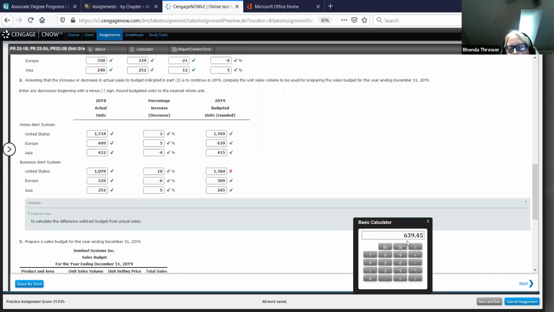All right, so it was 639 because this 4 was not a 5. They didn't round it up like I would have done. And most likely you might have done that too. So just be careful with that. It's a Cengage thing. It's got to have everything just right.